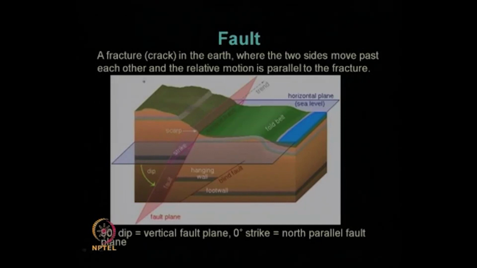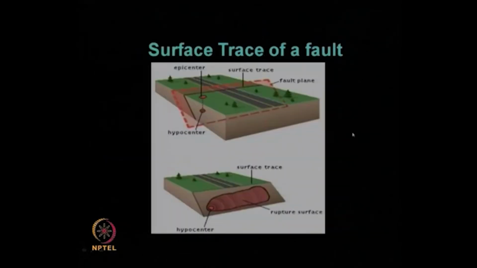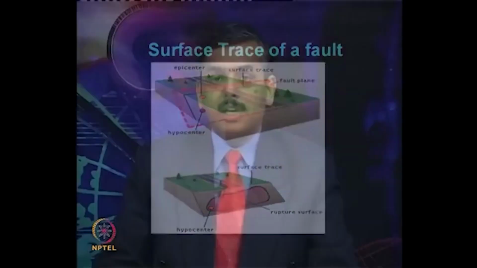Then we have seen what is the fault. It is a fracture or crack within the earth, where two sides move past each other relative, and the relative motion is parallel to that fracture. And we have seen the parameters which define the position of a fault through angle of dip and angle of strike. Now, in today's lecture, we see the further portions of this types of fault and the seismic waves.